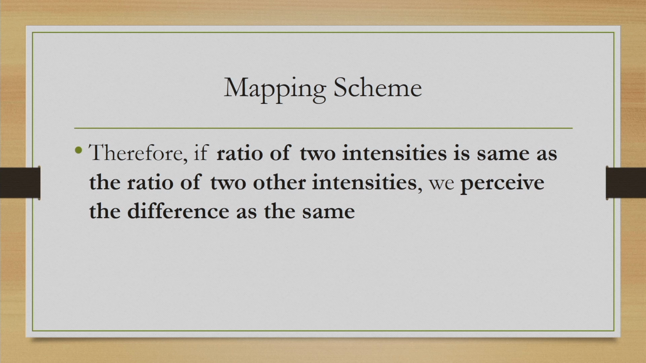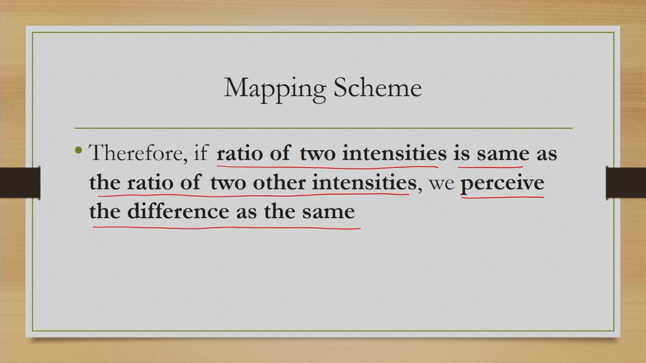It follows from our behavioral trait that if the ratio of two intensities is the same as the ratio of two other intensities, then we perceive the difference as the same. This is an implication of the psychological behavior that we just described, and using this implication we can distribute the intensities. Let us see how.